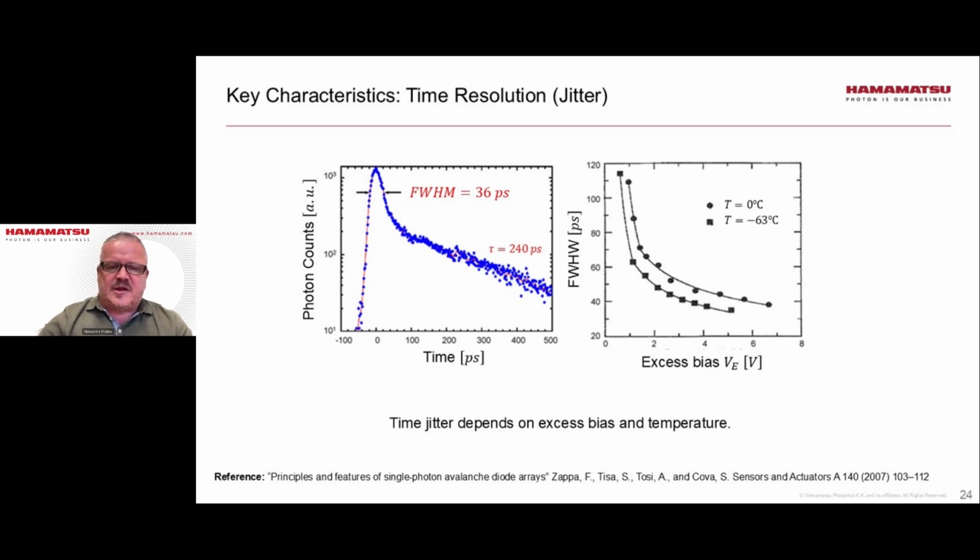Okay, so here are some realistic plots. On the left-hand side, you see an example of such a histogram with a full width half max of about 36 picoseconds. But please do note the long tail with rather long time constant. Jitter also seems to depend on temperature, as we can see on the right-hand side. For a certain bias voltage, we see that the jitter will increase with increasing temperature, or it's lower, which is good, for a lower temperature.